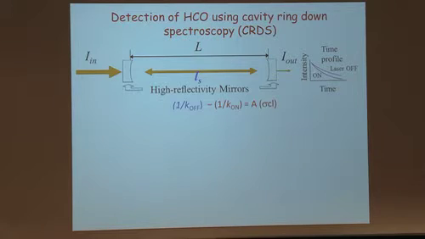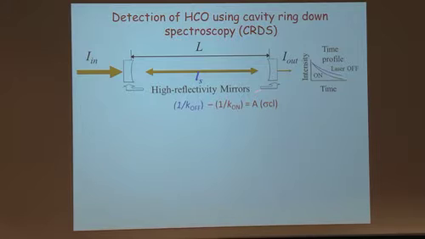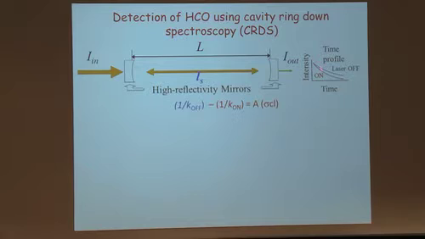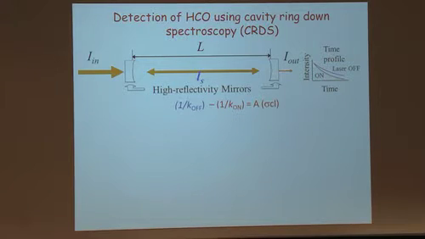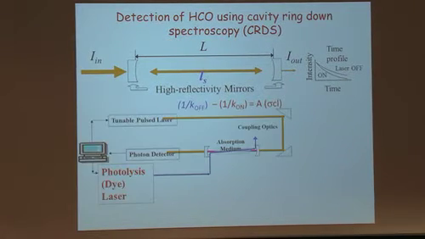The better the mirrors, the higher the reflectivity, the longer this decay is going to be. We then put something inside the cavity that absorbs, according to the Beer-Lambert law here, and we again measure the decay time. From the difference between these, we can get the concentration of the species that's in the reaction state. This is a very, very sensitive method, and is increasingly used in kinetics.